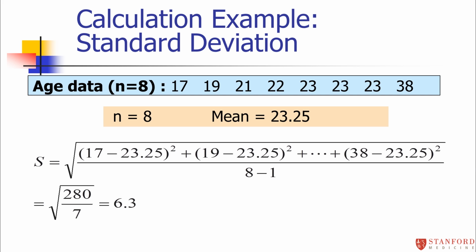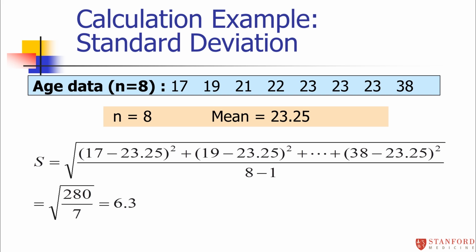Let me just give an example calculation here of how you'd actually go about calculating the standard deviation by hand. So remember we had this little hypothetical data set which had 8 people with 8 ages in it. They ranged from 17 to 38. We calculated in a previous module that the mean for this data set was 23.25. So again, we have to calculate the mean before we can calculate the standard deviation.